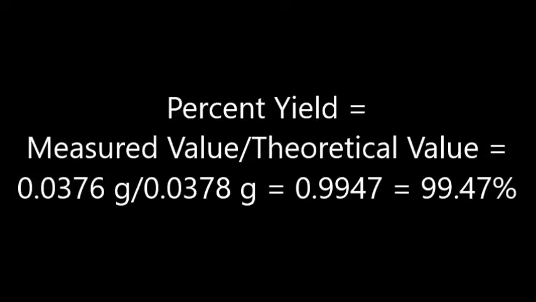The formula for percent yield is measured value over theoretical value. The theoretical value for our percent yield is the initial number of moles of aluminum in the solution because we're assuming that every mole of aluminum in the initial mass ended up in the final mass of alum. However, this is not true. You can see that our percent yield is actually 99.47%, which is very, very close, but there is some missing.